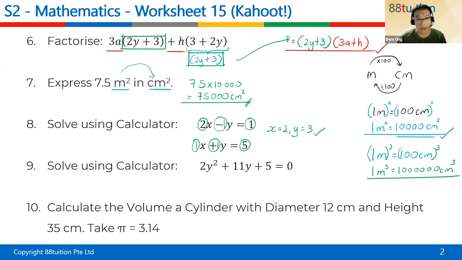Can you see or not? Sure. Can you repeat again? Sure. One more time for the Casio. What you do: press menu, press 5, press 1, press 2. Press the number in front of the X, Y. Press 2 equal, -1 equal, 1. Press equal. Next line. Press 1 equal, 1 equal, 5. Press equal. Press equal again. X equal to 2. Press equal again. Y equal to 3.